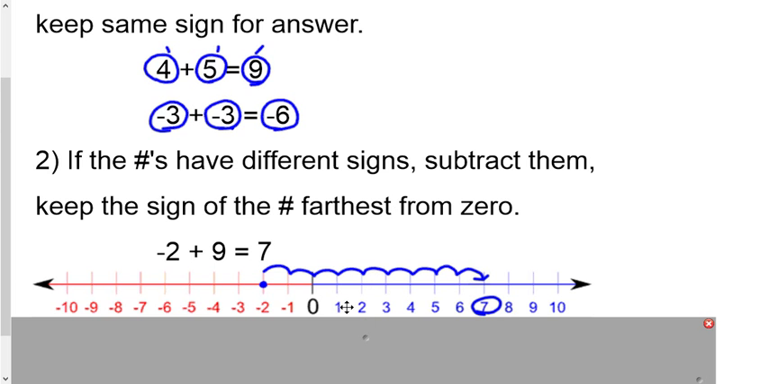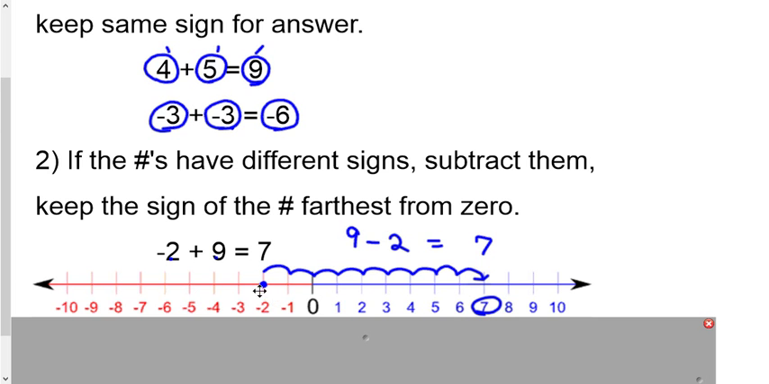Number line takes a while to set up, and the bigger the numbers, the bigger the number line. So it's going to slow you down. So that's the reason we're saying use this rule if you can. If the numbers have different signs in the problem, that's a negative, this is a positive, subtract them. So we would say 9 minus 2 equals 7, and then you come back to the problem and you go, which of these two numbers is furthest from 0?